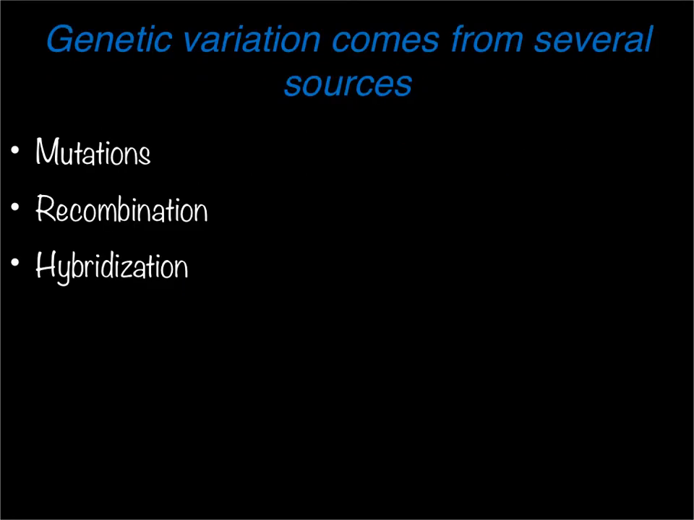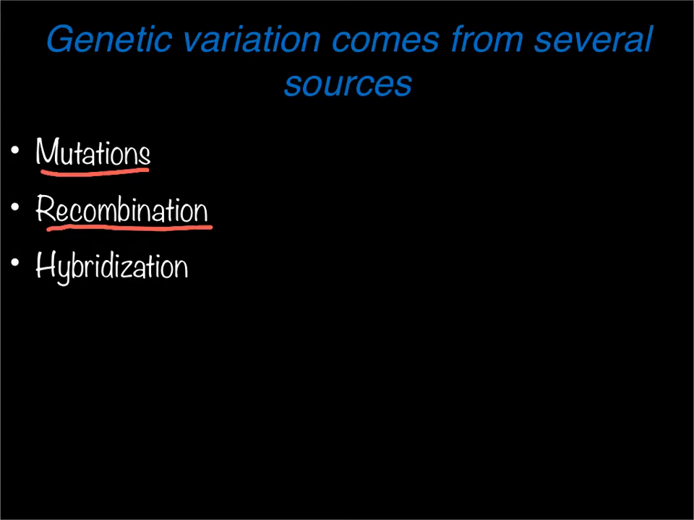Genetic variation comes from several sources. The first would be mutations. Mutations are random changes in the DNA of a gene. These changes can form new alleles. The second would be recombination.